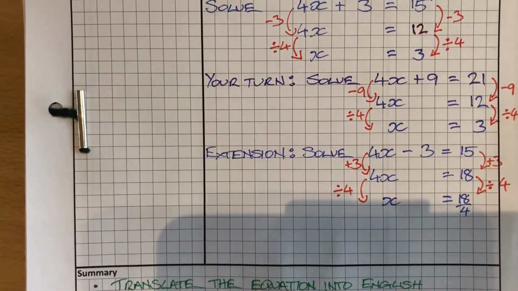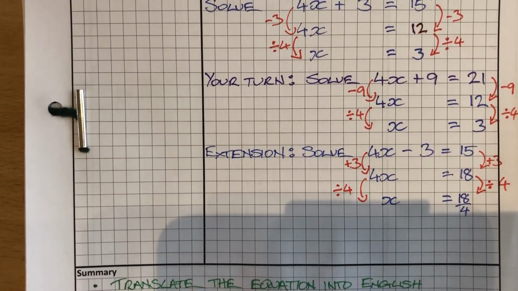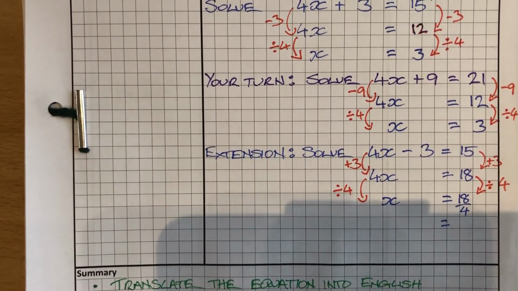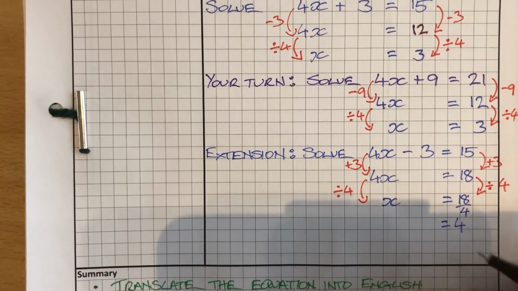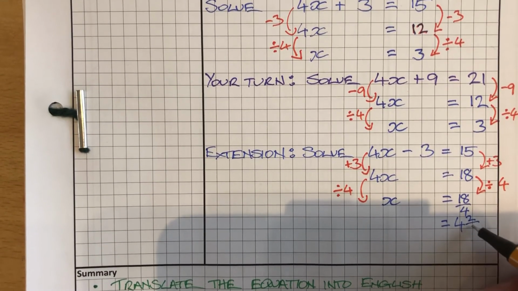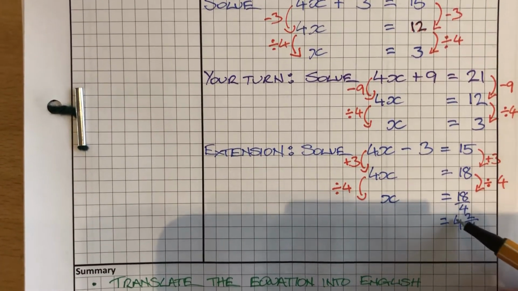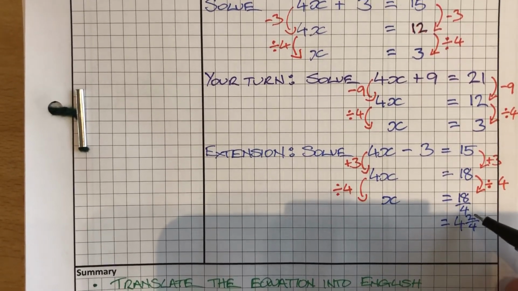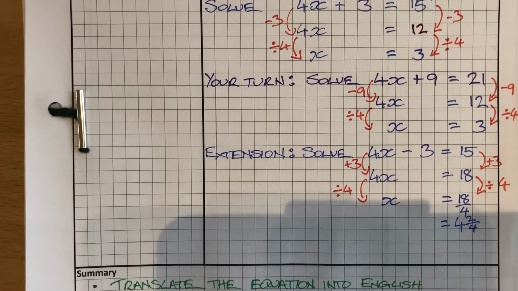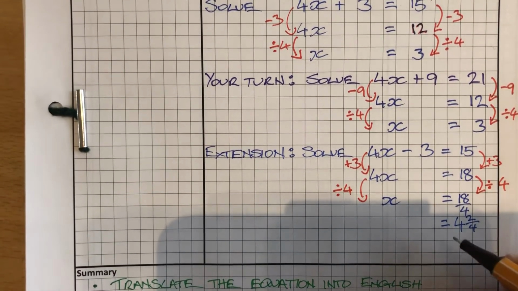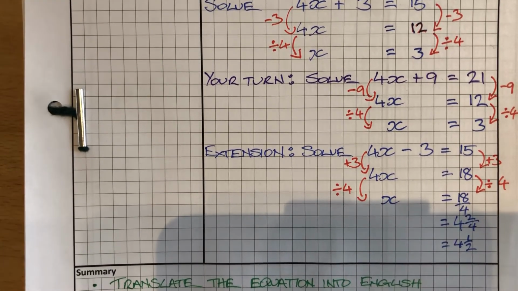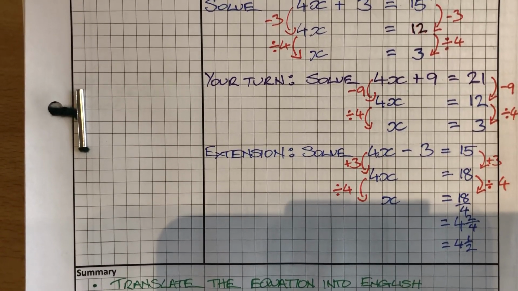But you might want to go on a little bit further. So you might say, okay, what is 18 divided by 4? Well, 4s do go into 18. They go 4 times with 2 left over. That still needs dividing by 4. 4 and 2 quarters. You might want to simplify that. 2 quarters is a half, so 4 and a half.